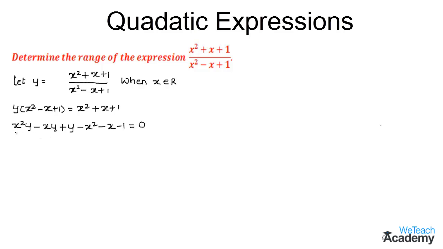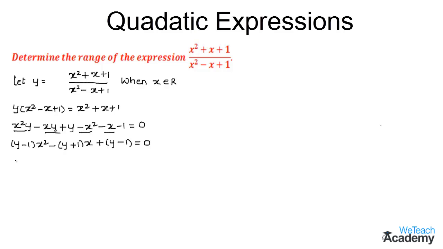Now let us write this expression in the form of ax square plus bx plus c. So here we have two terms of x square. By taking x square as a common factor, we get (y minus 1) into x square, and again by taking x as a common factor from the next two terms, we get minus of (y plus 1) into x, and we have the remaining terms plus y minus 1 is equal to 0.